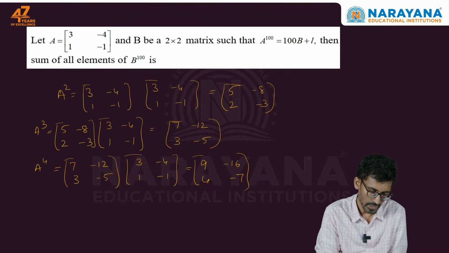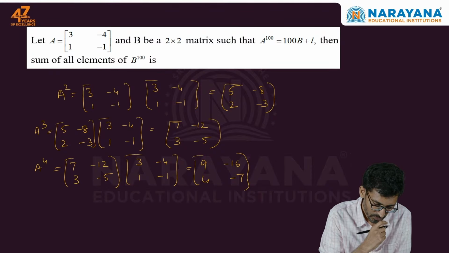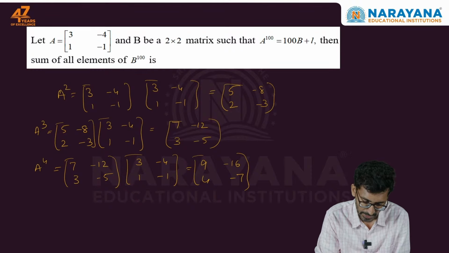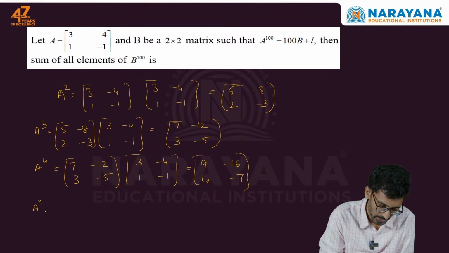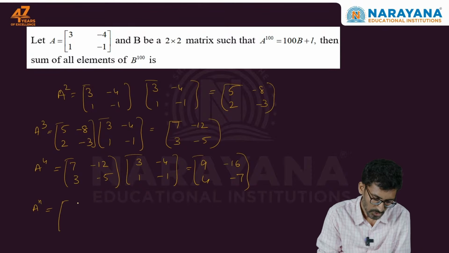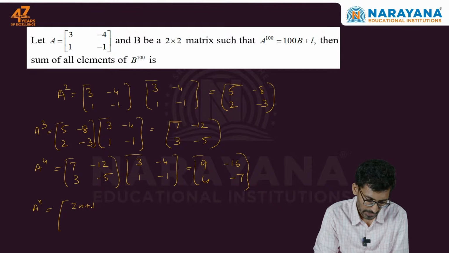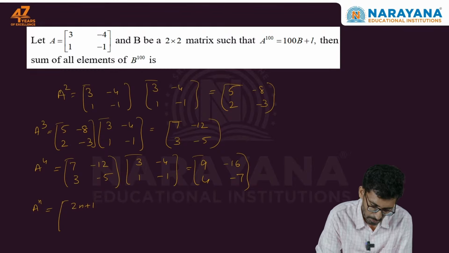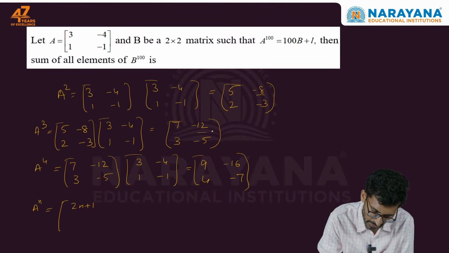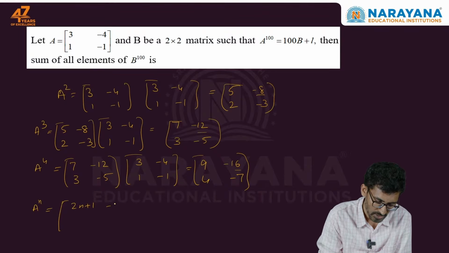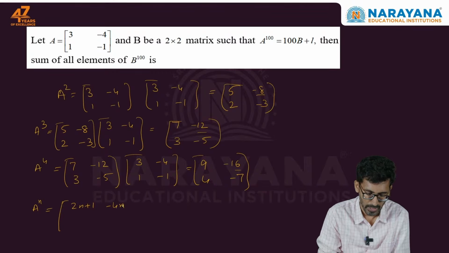A is equal to [3 -4; 1 -1]. If you look at the first row, first element, 3, next in A square, we are getting 5, 7, 9. So for A power n, we can predict there is a pattern. First row, first element will be equal to 2n plus 1. Next first row, second element, we have minus 4, minus 8, minus 12, minus 16. So each one is a multiple of minus 4. So I will write it as minus 4n.